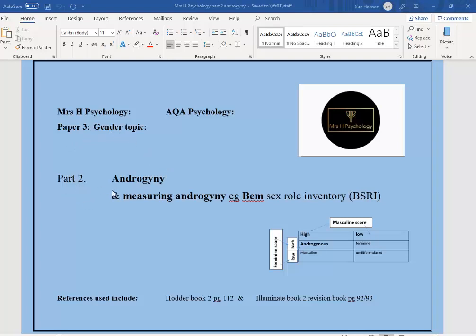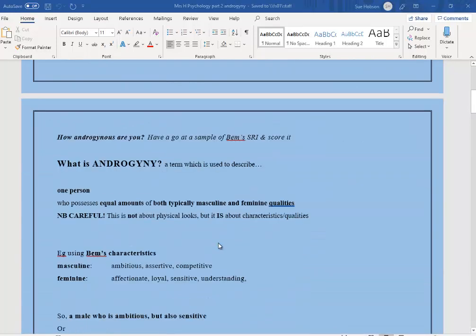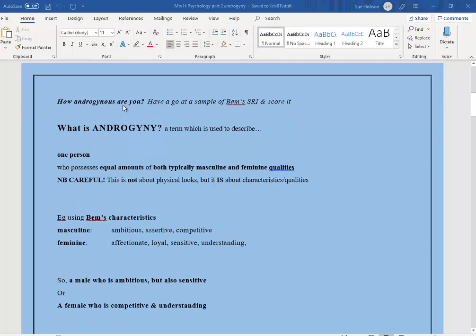This is part 2. Following on from part 1, this one is on androgyny. The previous one was just on sex and gender and stereotyping. So part 2 is androgyny and measuring androgyny, as in BEM's sex role inventory. These are references I've used to make this, and you might quite like to have a go at BEM's sex role inventory yourself and score it. If you Google, you'll be able to find it.